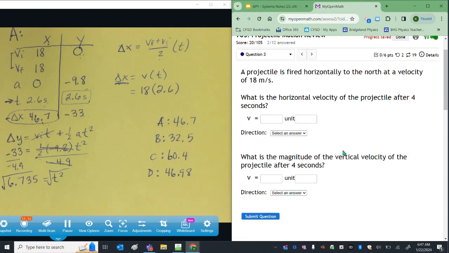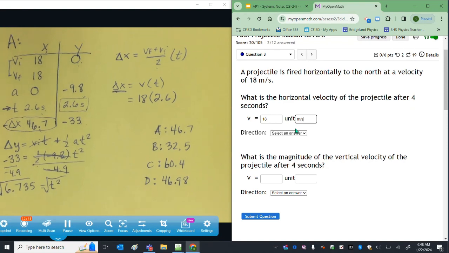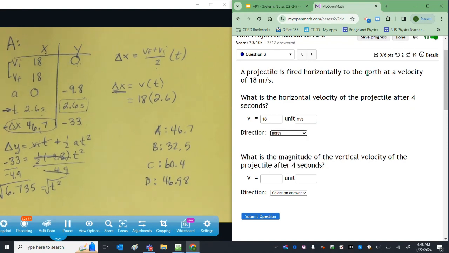Question 3 says a projectile is fired horizontally to the north at a velocity of 18 meters per second. What is the horizontal velocity of the projectile after 4 seconds? Although this looks like a calculation, it is not, at least not the first part, because this is asking for horizontal velocity, and we just talked about this in the previous question. The horizontal velocity of a projectile is constant. So if it was fired horizontally at 18 meters per second, then it will still be moving 18 meters per second at every other moment while it's in free fall. So after 4 seconds, I would expect it to still be moving 18 meters per second to the north because it was to the north initially.